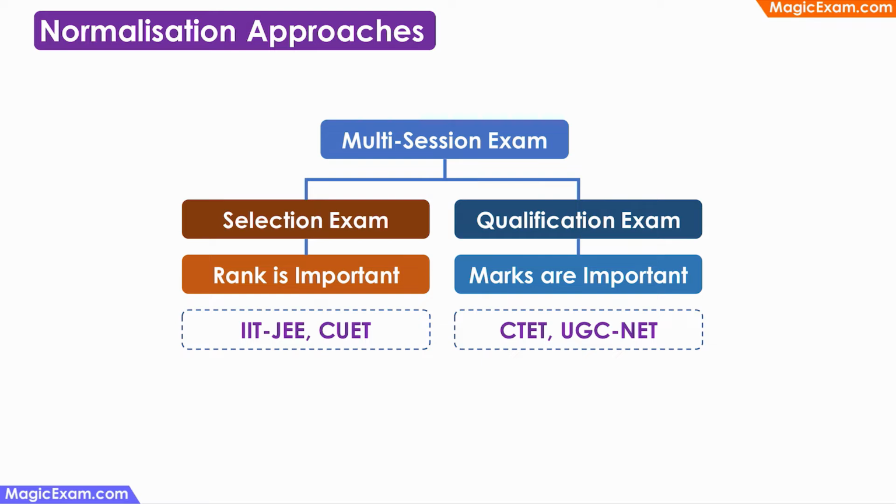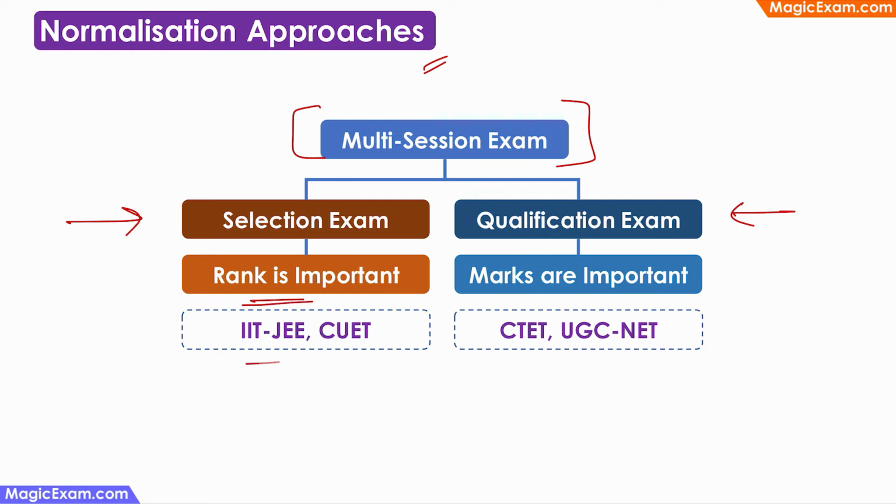So normalization is a statistical process, and there are many approaches that can be used for it. Now the exact statistical method that is used for normalization depends on the purpose of the exam. For example, for any multi-session exam where normalization is used, the exact formula or process may depend on what type of exam it is. Is it a selection exam or is it a qualification exam? Because in a selection exam, marks don't matter, rank matters.